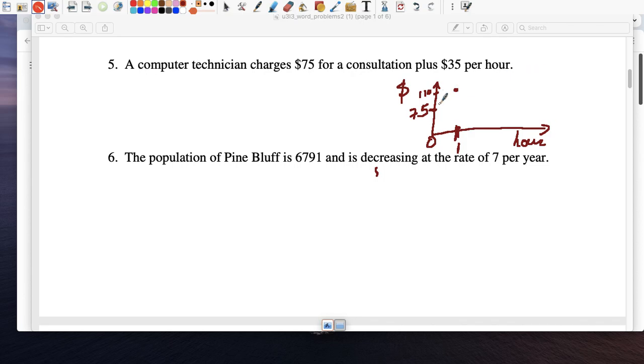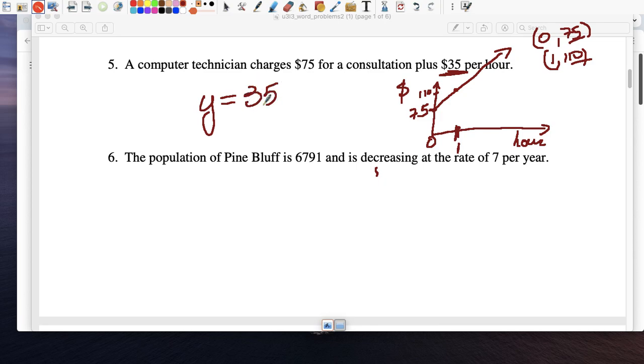So I have points on this graph. One of the points would be 1 hour. I'm down 110. At 0 hours, I was down 75 bucks. That's how much I paid him, right? And with that information, you can find the slope. But we don't need to do y2 minus y1. Well, we know already the rate of change is given to us: $35 per hour times x plus a $75 fee.